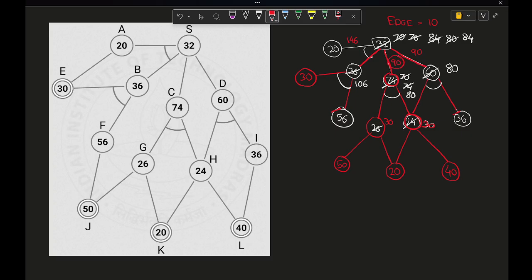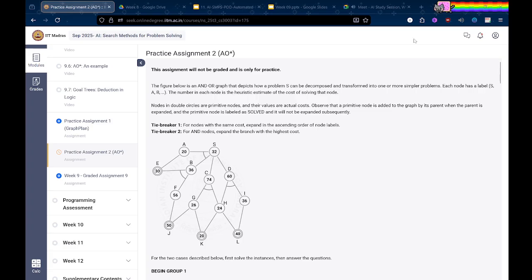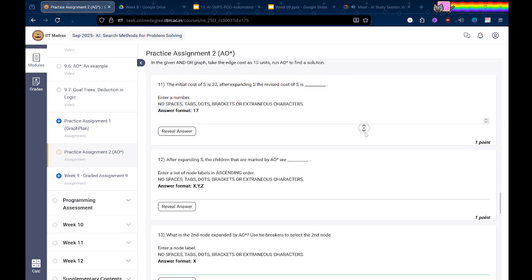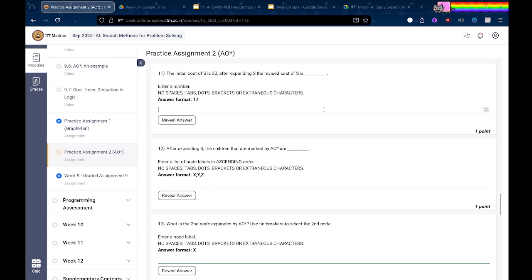So now we have a 90 here, we have a 90 here, but because both are the same cost, we mark this as solved and update this. It is done. It has reached the primitive node. It's complete. And so that's why we make this a 90 here, right? Okay, so let's see if we are correct on this. After expanding, the revised cost is 70.